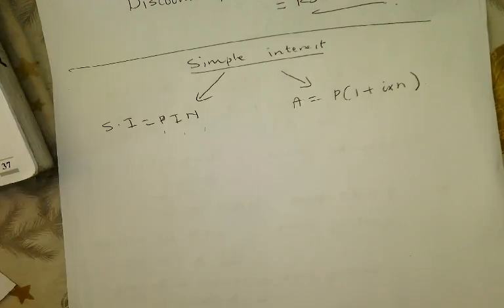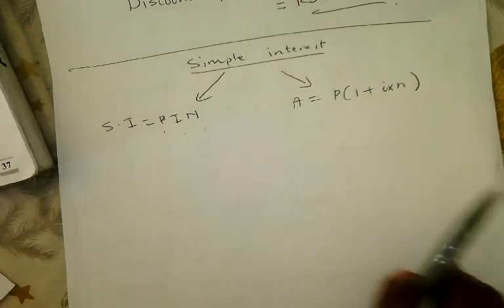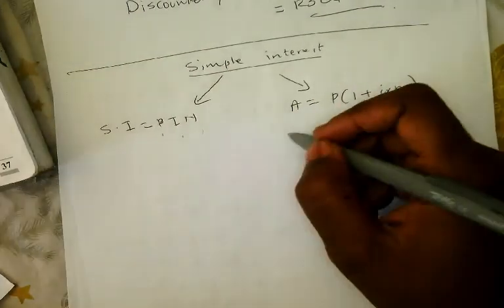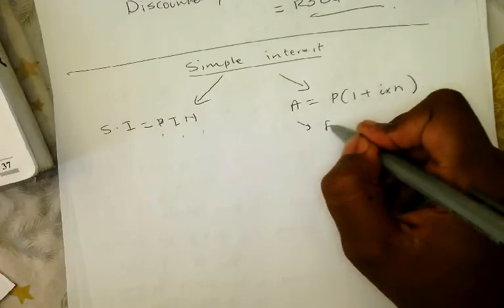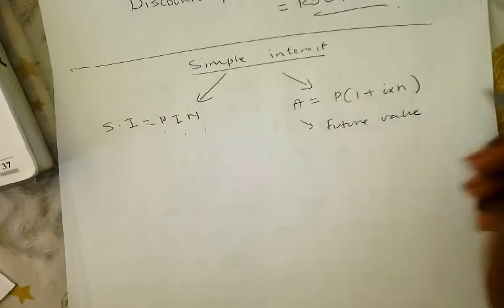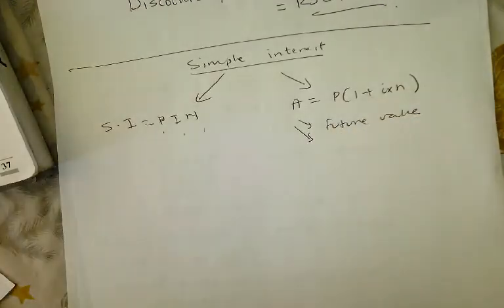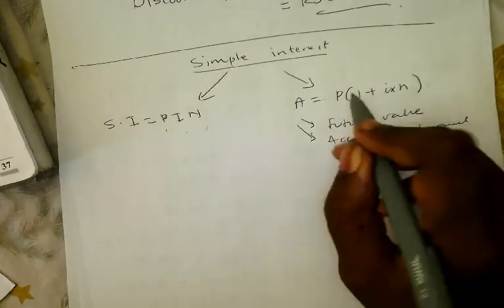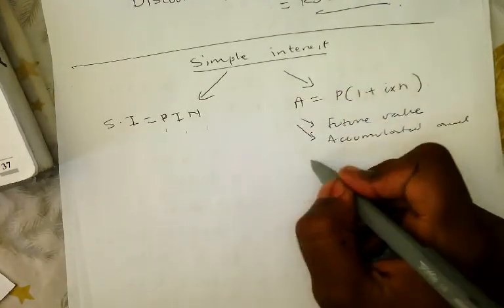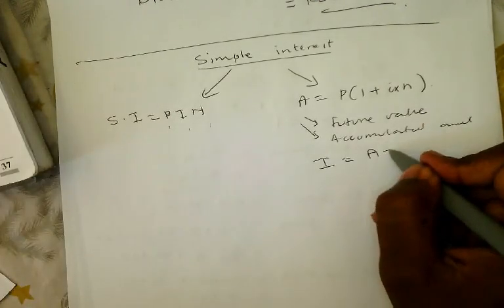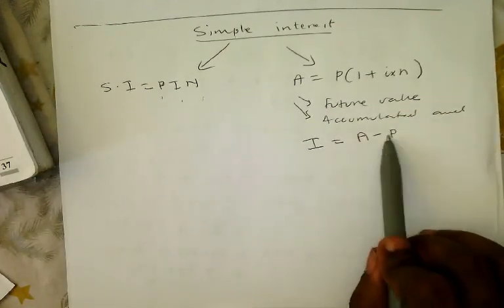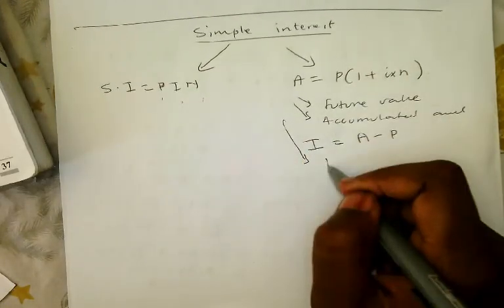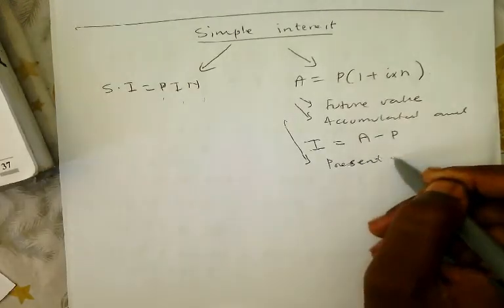This one, when do you use it? If they ask you to calculate the future accumulated amount, the future value, if the question says calculate the future value accumulated amount, you can also use this to calculate the interest charged. If you minus the present value from the future value, you get the interest charged. You can also use this formula to calculate the present value if you are given the future value.